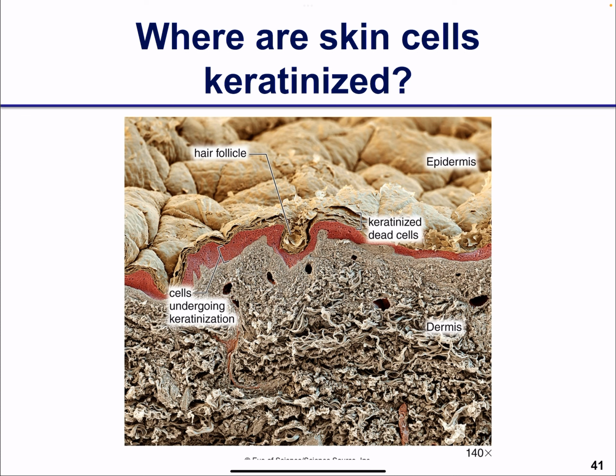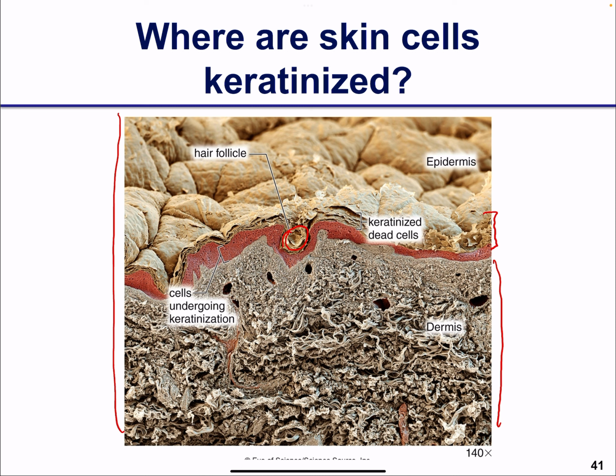Here we have a cross section of the skin with the stratified squamous epithelium. Here we're going to have a hair follicle that comes from here. This is the dermis here.